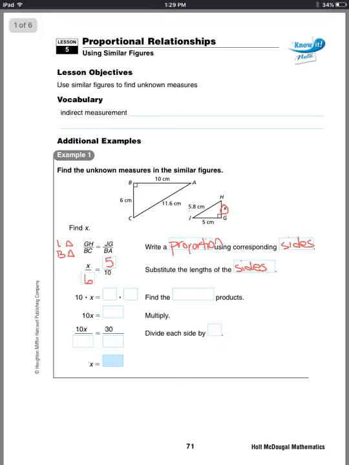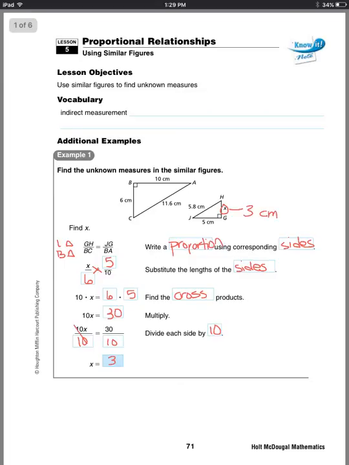We're going to find the cross products. So we're going to take 10 times x equals 6 times 5. 10 times x is 10x, 6 times 5 is 30. And then we have a coefficient times a variable, so we're going to divide each side by the coefficient of 10. That cancels these 10s. We bring our x down, and 30 divided by 10 is 3. So this x is 3 centimeters.